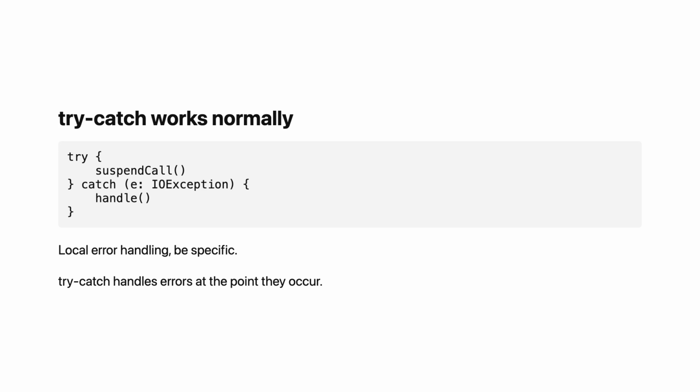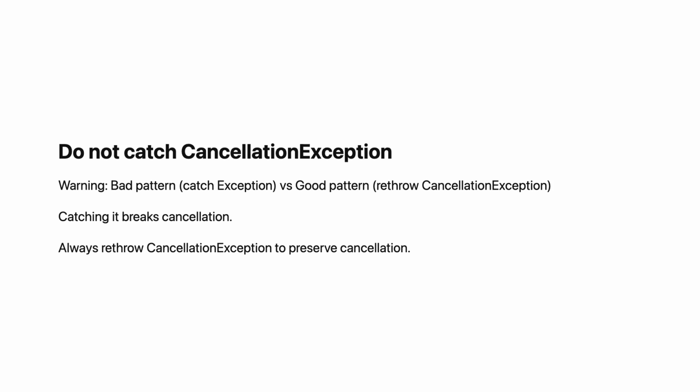CancellationException is special. When a coroutine is cancelled, it throws CancellationException. This is how cancellation works. If you catch CancellationException and do not rethrow it, you break cancellation. The coroutine does not cancel properly.